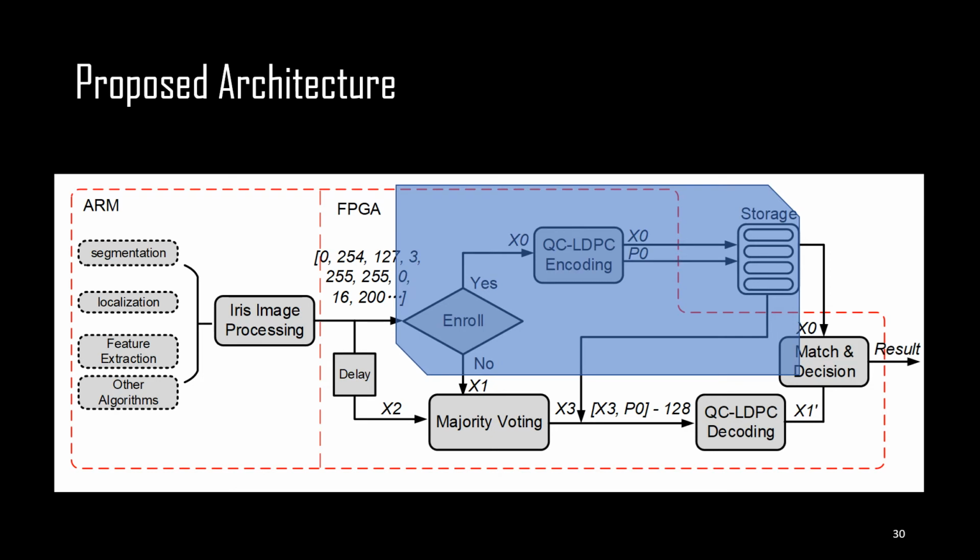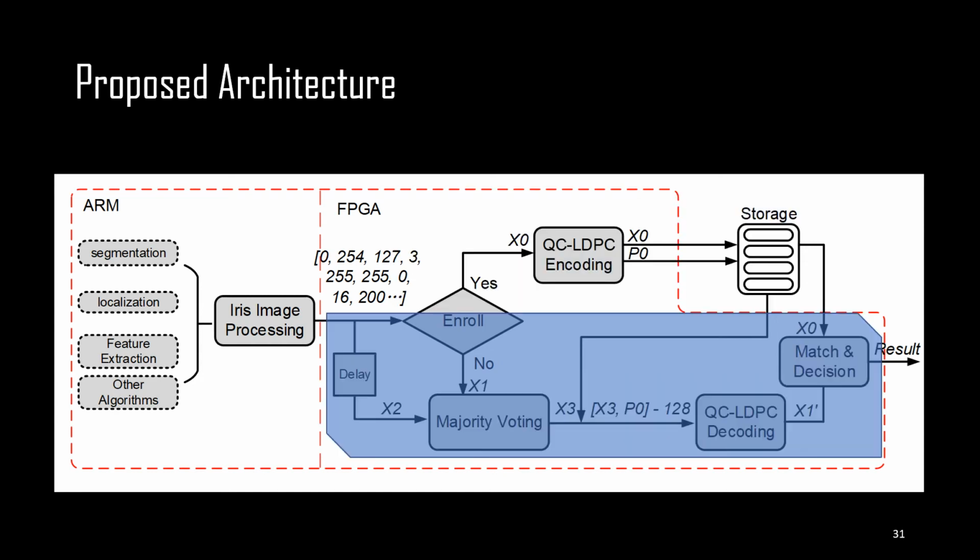In this slide, the highlighted section is the new one. If you still remember the previous slide, the original iris recognition system usually directly compares one-dimensional Gabor results or other types of data results. So in our architecture, a QC-LDPC encoder is deployed to generate encoded iris data during enrollment. Then the encoded iris data are stored in some external storage.